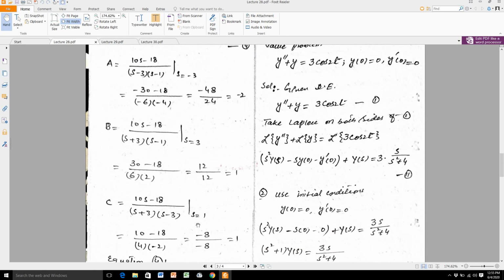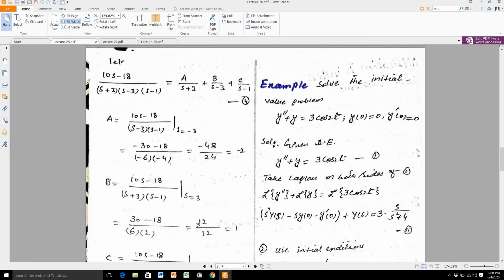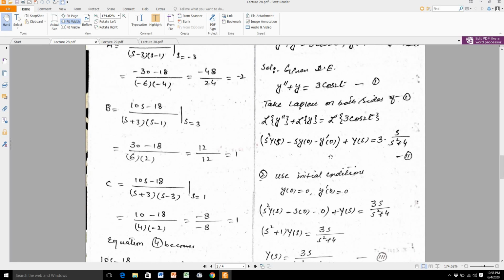Now I start another example, that is y double prime plus y is equal to 3 cos 2t, and the value of y at 0 is equal to 0 and y prime of 0 is equal to 0. Let's start here. The given differential equation is y double prime plus y is equal to 3 cos 2t. Say this is equation number 1. The first step is to take the Laplace transform on both sides of equation number 1. So I am writing here Laplace of y double prime plus Laplace of y is equal to Laplace of 3 cos 2t.